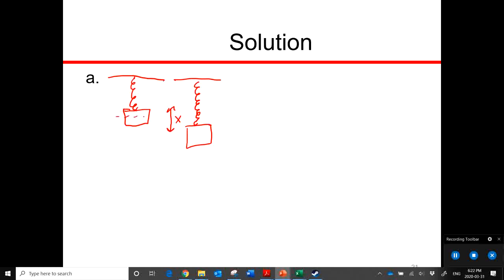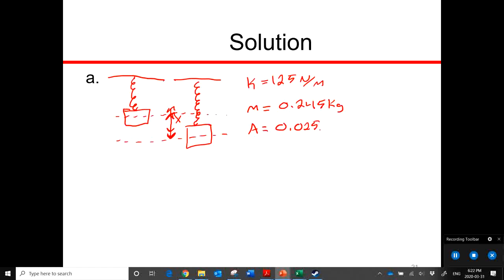So we have our initial equilibrium point here. It's pulled down to its new equilibrium point. I should shift that x down since I'm measuring from the center of the block, not the top. It doesn't actually matter which point you choose to measure from as long as you're consistent in both. So what we know about this system is our spring constant is 125 newtons per meter. Our mass is 0.245 kilograms. And our amplitude, the farthest distance we pull it down, we always want to switch things into meters, so 0.025 meters.